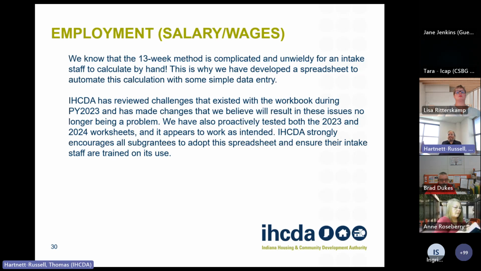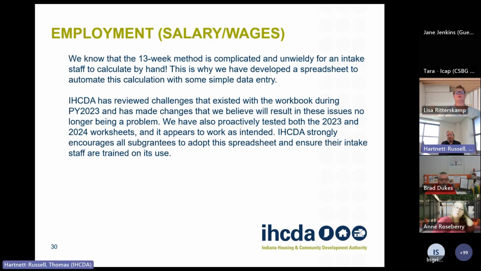We know that the 13-week method is very complicated and unwieldy for an intake staff to calculate by hand. And therefore, we have developed a spreadsheet, a workbook really, to automate this calculation with some simple data entry.